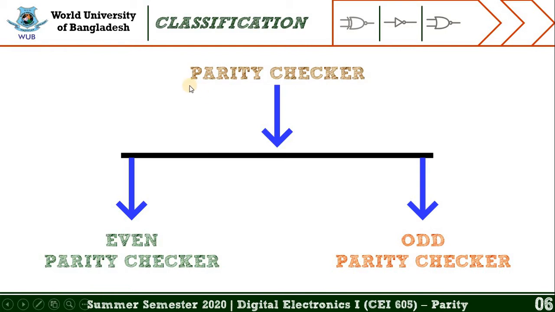From this slide, we may learn the classification of the parity checker. The parity checker is classified into two types. One is the even parity checker and the other is the odd parity checker.